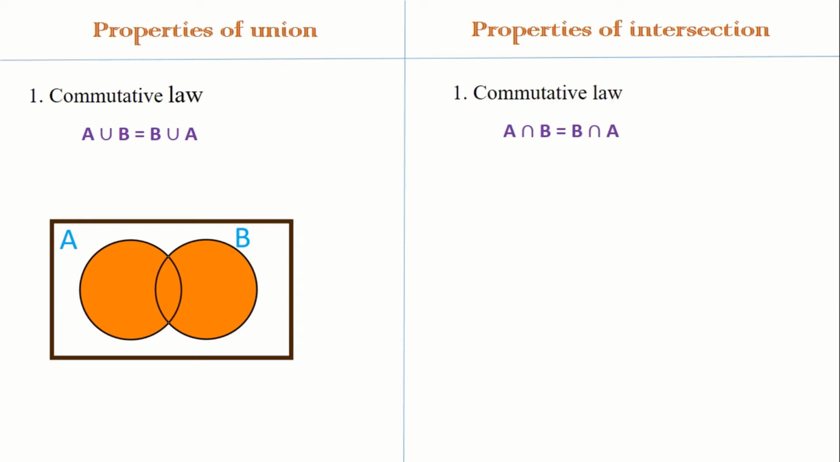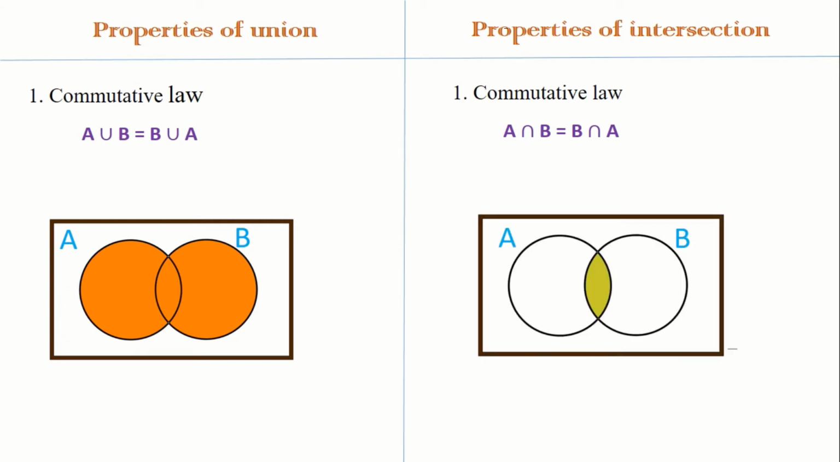Similarly, the commutative law for the intersection of two sets is A intersection B equals B intersection A. In this Venn diagram, the green shaded region represents both the sets A intersection B and B intersection A. Thus, the commutative property holds for both the operators union and intersection.